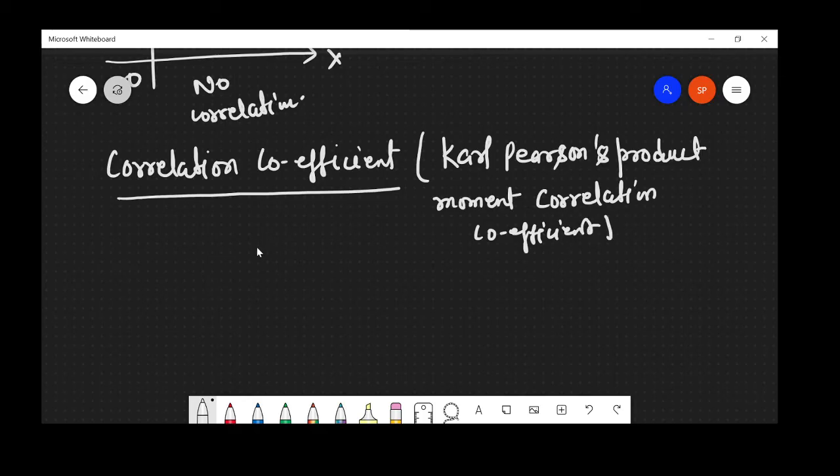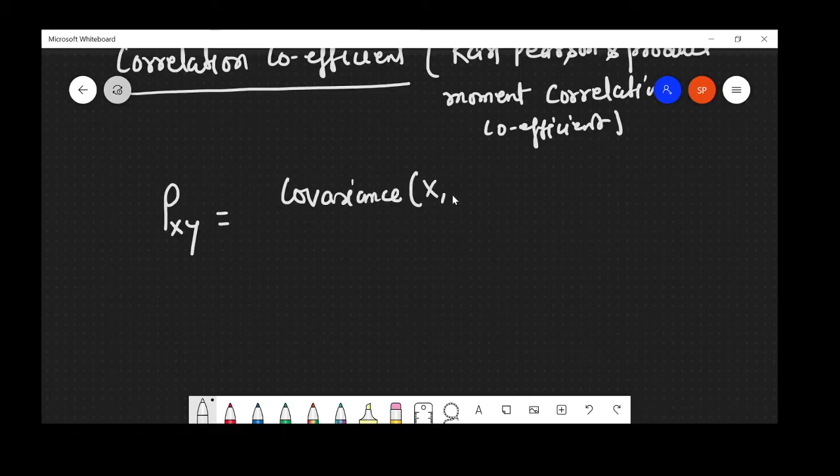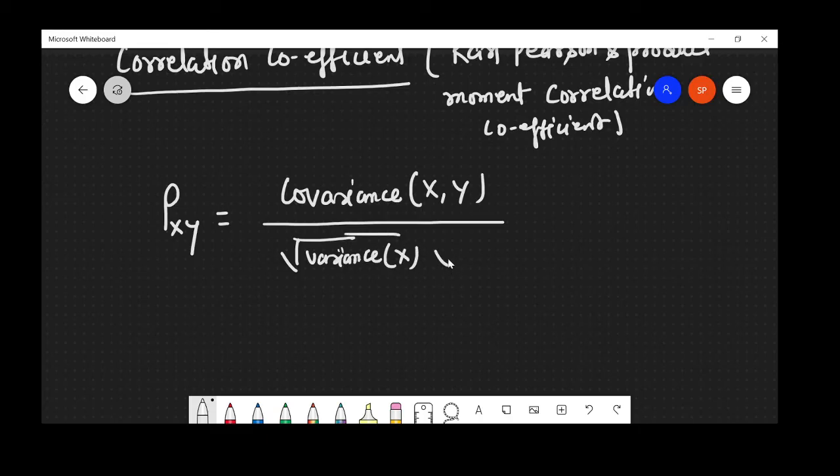Now the numerical measure of the correlation is called the correlation coefficient, and it is denoted and defined by rho xy is equal to the covariance of x and y divided by the square root of the variance of x into the variance of y.